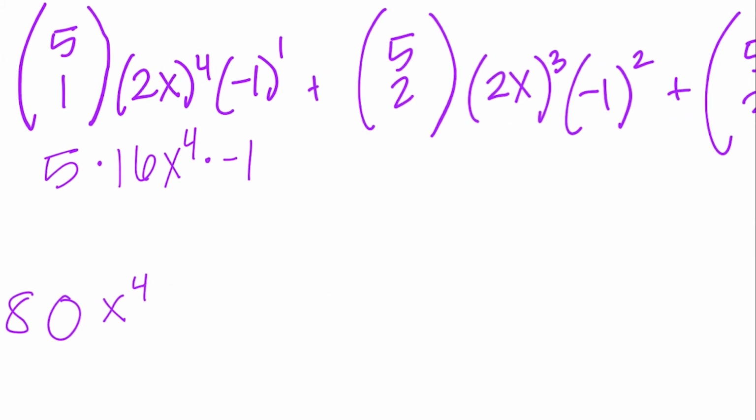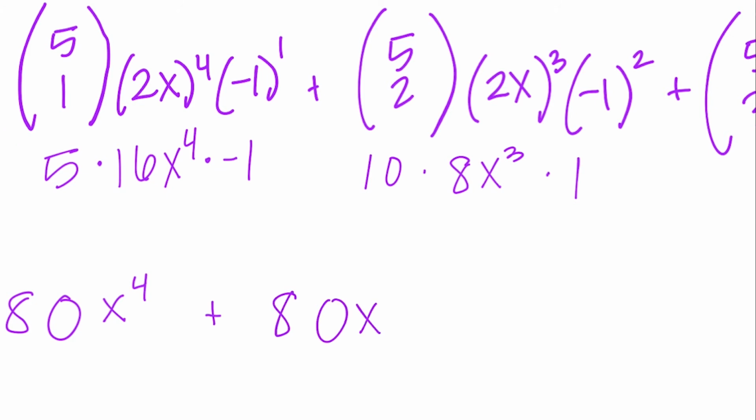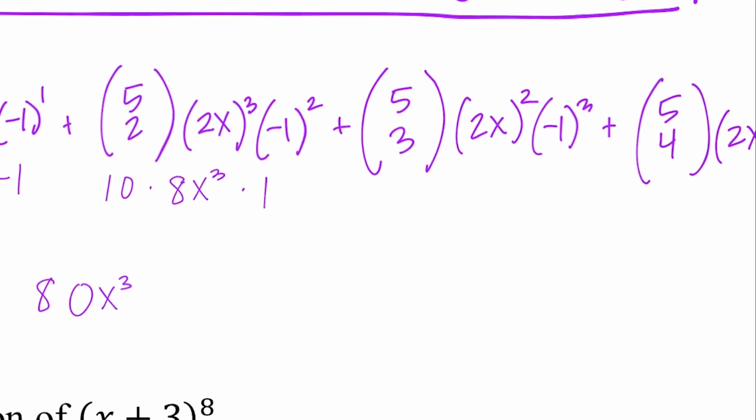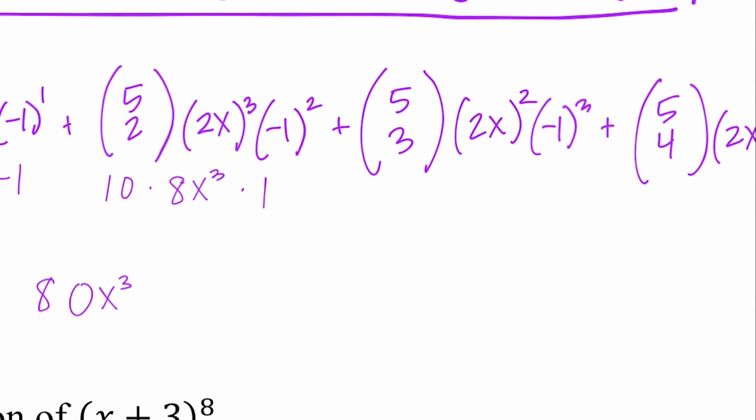And 5 choose 2 is 10. And then 2x cubed is 8x cubed. And then the negative 1 is squared, so that turns to a positive, and we get 80x cubed for that term from doing 10 times 8 times 1, x cubed. 5 choose 3 is 10. And then we have 2x squared, which is 4x squared. Then that's multiplied by a negative 1. So 10 times 4 times negative 1 is a negative 40x squared.